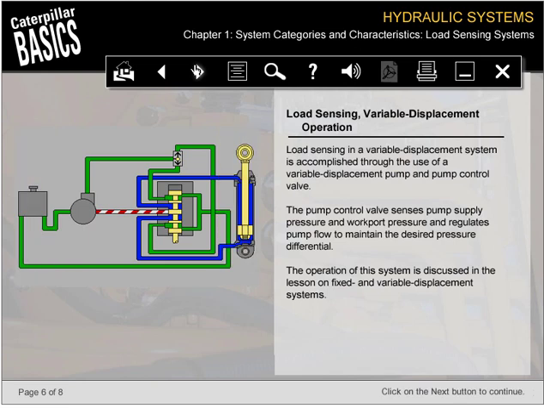Load sensing in a variable displacement system is accomplished through the use of a variable displacement pump and pump control valve. The pump control valve senses pump supply pressure and work port pressure and regulates pump flow to maintain the desired pressure differential. The operation of this system is discussed in the lesson on fixed and variable displacement systems.